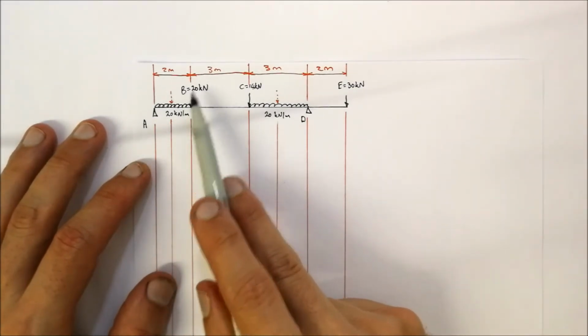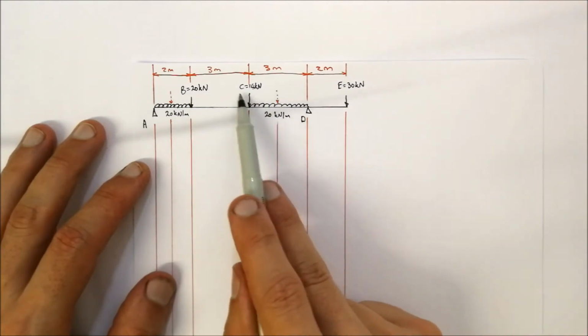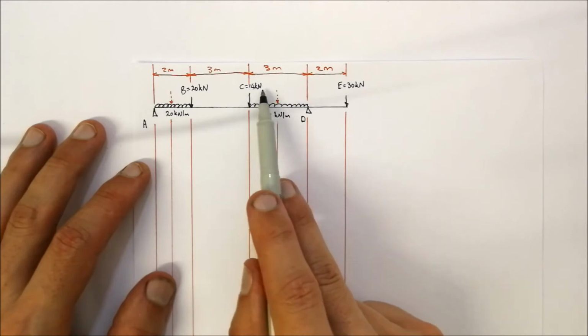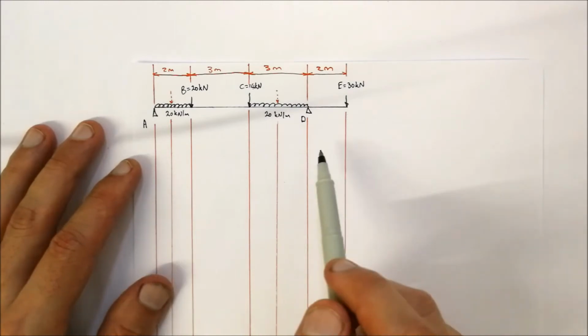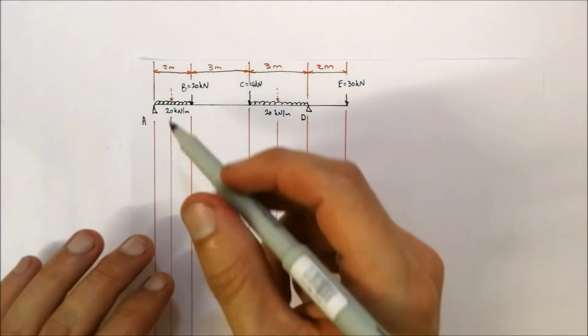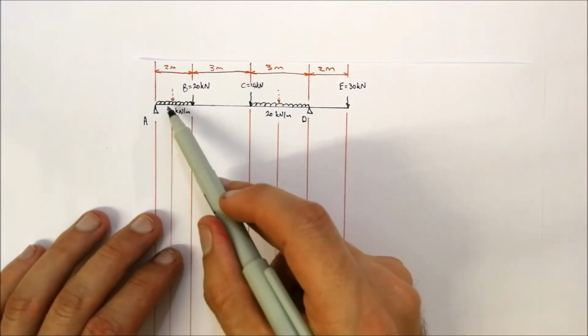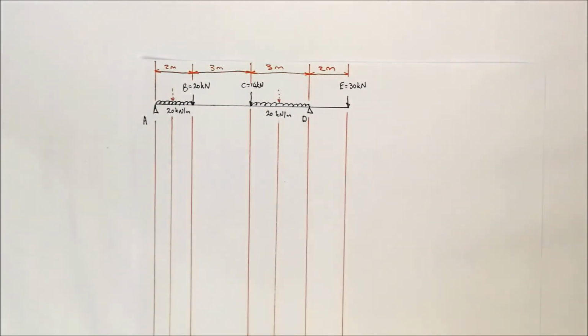We've got our force B over there, which is 20 kilonewtons downwards. We've got a force of C, which is 14 kilonewtons downwards, and we've got the force E, which is 30 kilonewtons downwards over there. Okay, so essentially there's a bit of a difference over here in terms of something you haven't seen before, and that's these squiggly lines that I've drawn over here. Those squiggly lines represent a distributed force.